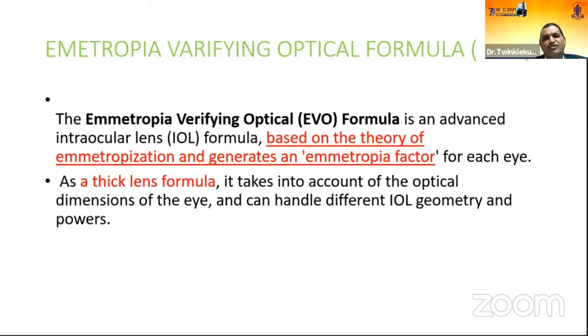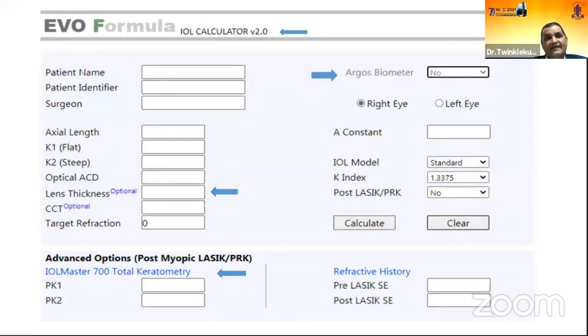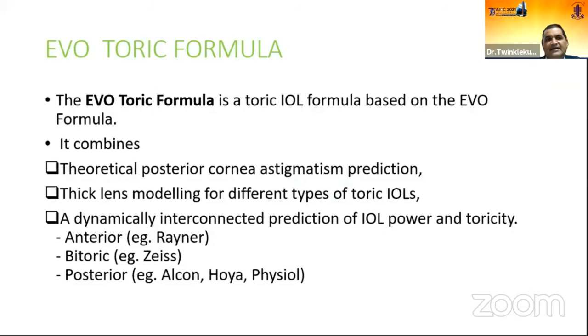It is based on the theory of emmetropization and generation of the emmetropia factor in each eye. Another good part is that it is a thick lens formula. So this is the EVO formula calculator. Now it is incorporated in the newer biometers like the Argos biometer. The lens thickness and central corneal thickness are also considered in the calculations, and they are taking the total K power, the total corneal power, in the calculations.